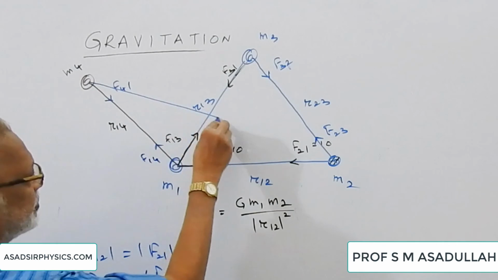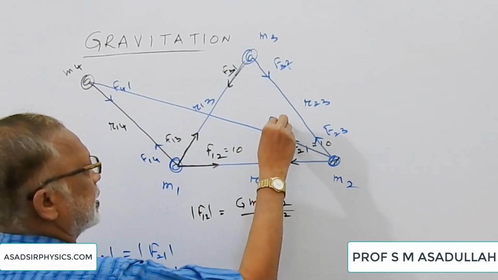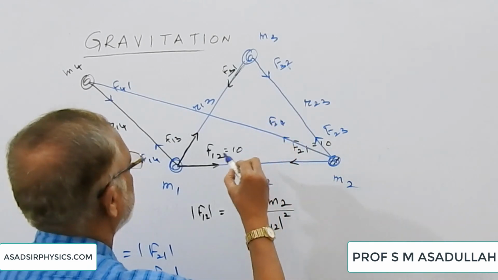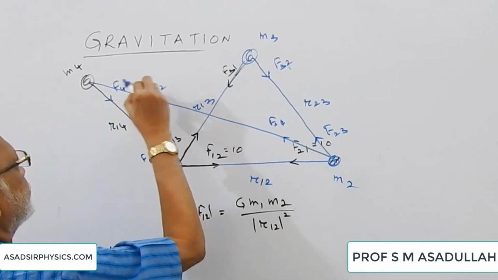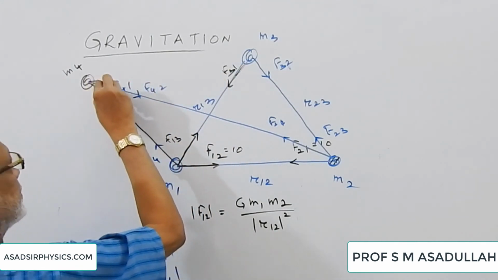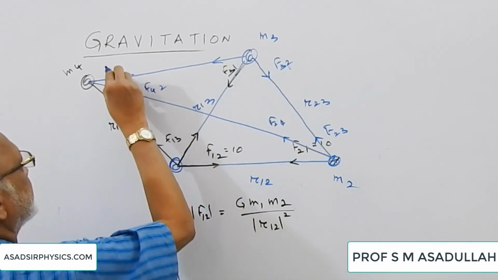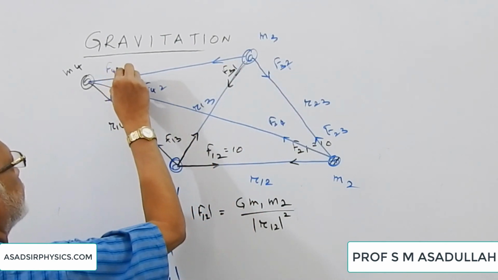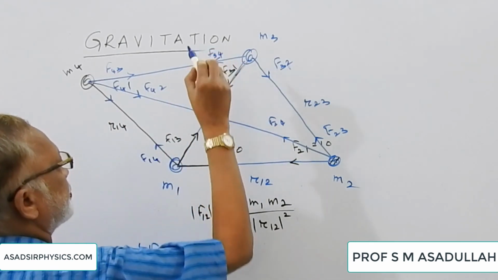If we consider m2, there will be a force F24 on it, and there will be a force F42 on it. When we consider m3 and m4, there will be a force acting between m3 and m4. Here it is the force on the fourth due to the third body, and the force on the third due to the fourth body.